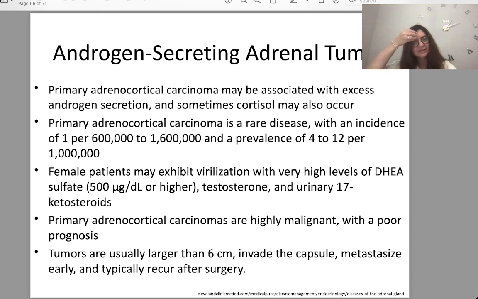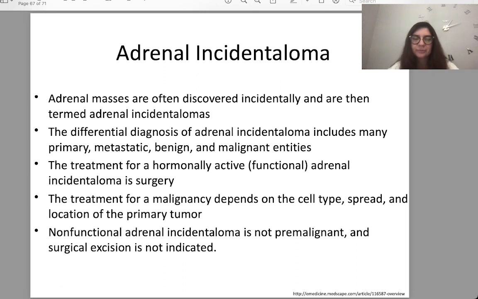Female patients may exhibit virilization with very high levels of DHEA sulfate, testosterone, and urinary 17-ketosteroids. Primary adrenocortical carcinomas are highly malignant with a poor prognosis. Tumors are usually larger than 6 centimeters, invade the capsule, metastasize early, and typically recur after surgery. It is a prognostically bad tumor.